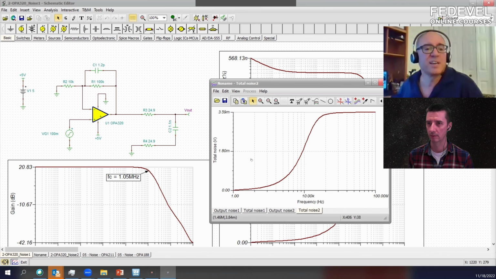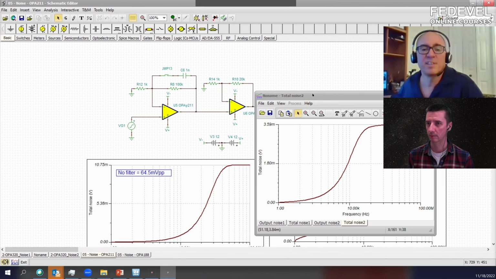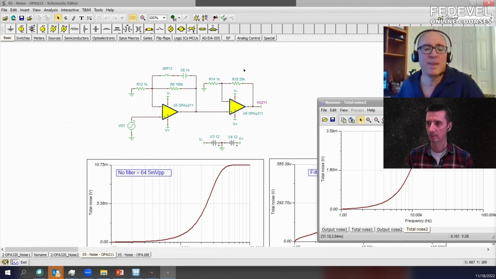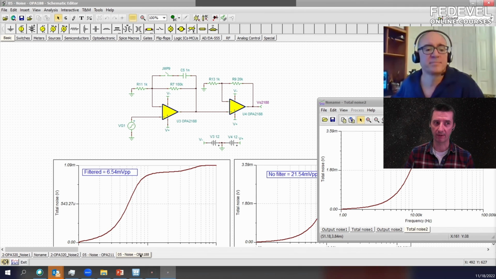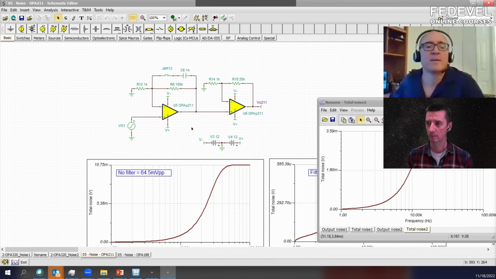This circuit right here is the actual schematic. It's two amplifiers, and I have the OPA211 and the OPA188. Each channel has two amplifiers, correct? Yes, it's a dual amplifier. You can see this switch here allows me to connect or disconnect the filter. The component values are the same for the two, but the noisier device, it turns out, is actually the one that is usually considered to be the lower noise of the two.